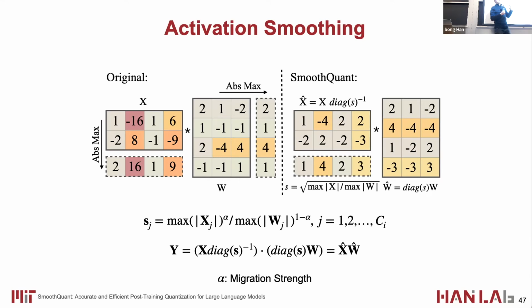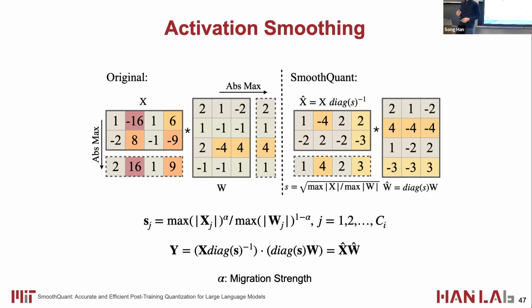So multiplying the activation, the weight becomes exactly the same as before, since we're dividing as here and multiplying as here. So putting them together, they actually cancel each other. So the resulting result is exactly the same.